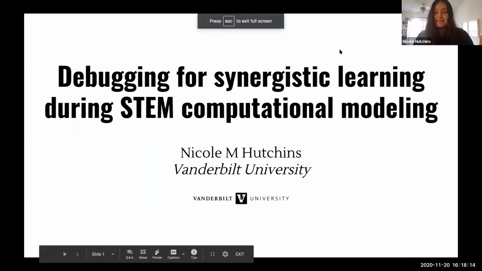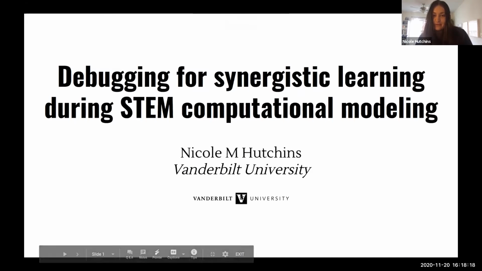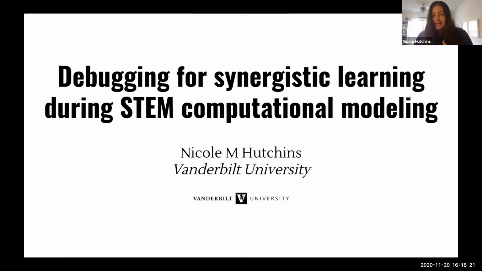My name is Nicole Hutchins. I am in Gautam Biswas's lab at Vanderbilt University. And my connection here is one of my mentors, or I consider a mentor, is Suchi Grover. So thank you, Suchi, for inviting me to this. I'm going to present on debugging for synergistic learning during STEM computational modeling.